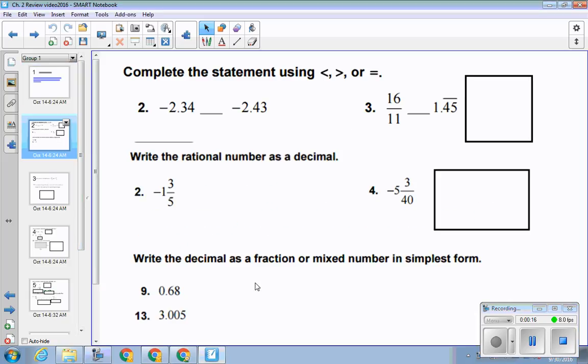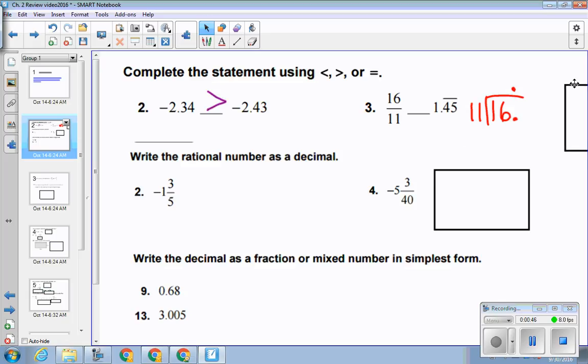Okay, let's write numbers in different forms and compare them. So for the first number 2, any number that's farther to the right on the number line would be greater. So our first number is farther to the right, therefore greater. For number 3, our numbers are written in different forms, so we would have to turn one into the other form, and it's easier to turn the fraction into the decimal. So let's take our fraction and turn it into a decimal by dividing.